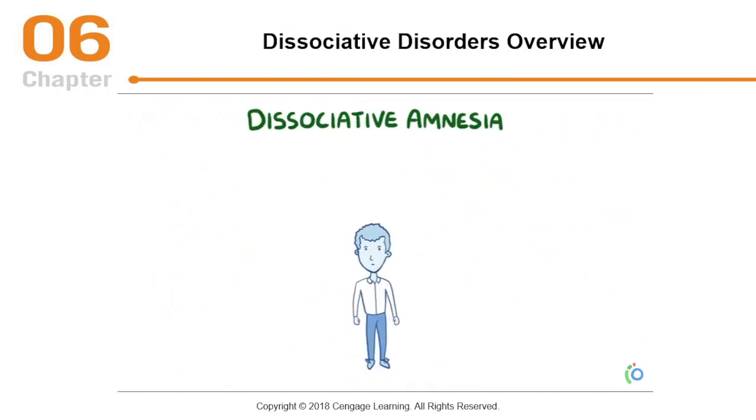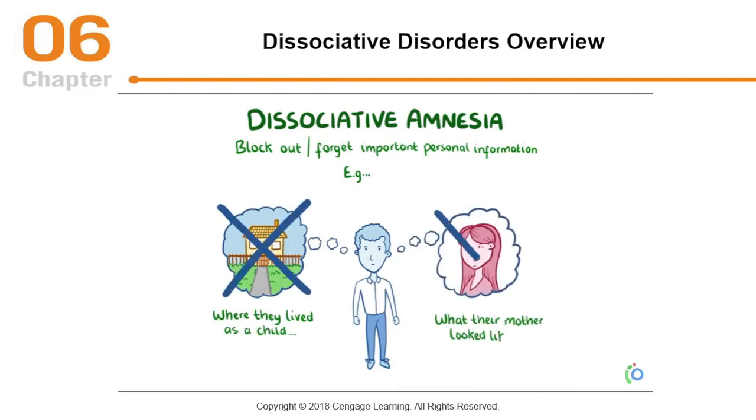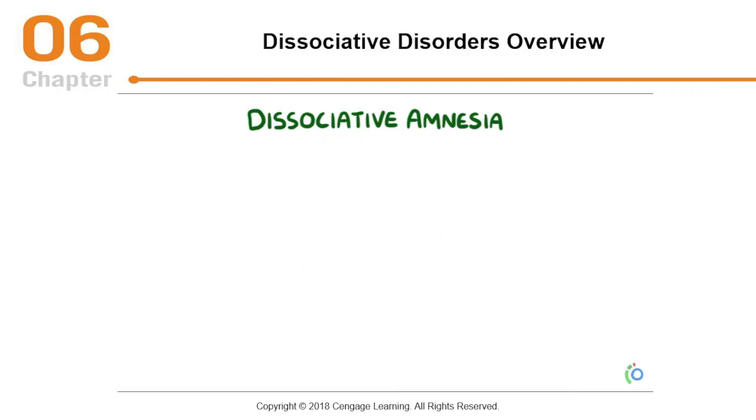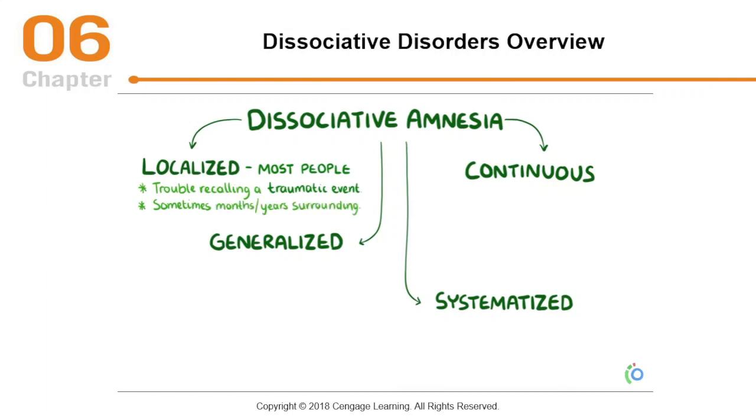Dissociative amnesia is when a person blocks out or forgets important personal information that most people would remember for a lifetime, like where they lived as a child or what their mother looked like. Dissociative amnesia can be divided into four types: localized, generalized, systematized, and continuous. Most people with dissociative amnesia have localized amnesia, meaning they have trouble recalling a traumatic event. Sometimes the memory loss is broader and includes months or years surrounding the event.